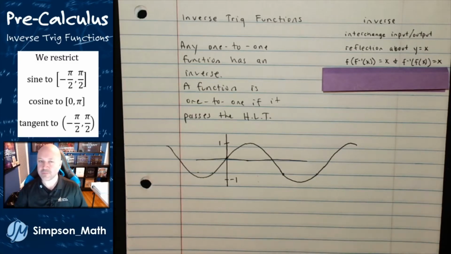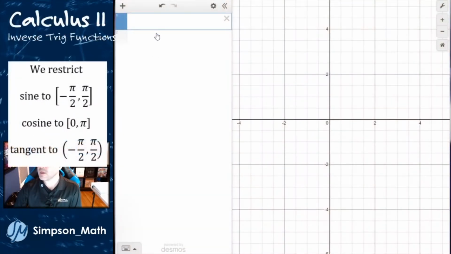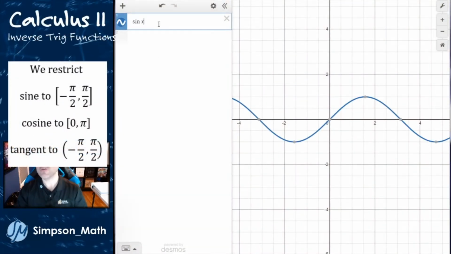Okay, that's okay. I'm going to move over to Desmos to help me with the graphing. I'm going to plug in sine again real quick. So there's the sine function I just graphed. And I can tell it's not one-to-one. But let's look at just a piece of the sine function. You probably did this in college algebra with the quadratic x squared.